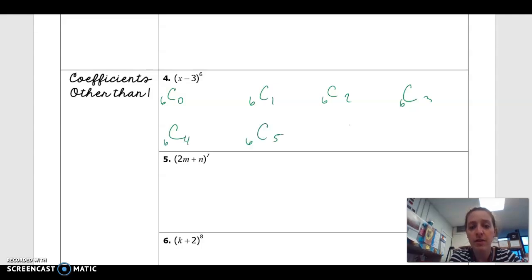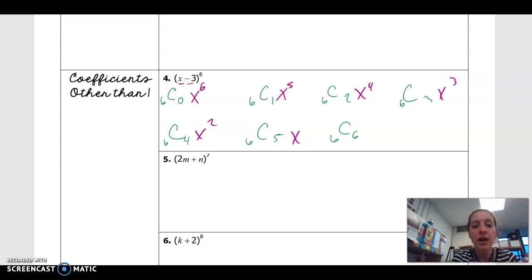6, 5. So those are all in green. Okay, so I'm still going to be finding all of those combinations. Then I'm going to look at my x's in purple. I see that my x is going to start with the 6th, and then the 5th, and then the 4th, 3rd, squared, x, and then I don't have an x for my final one.